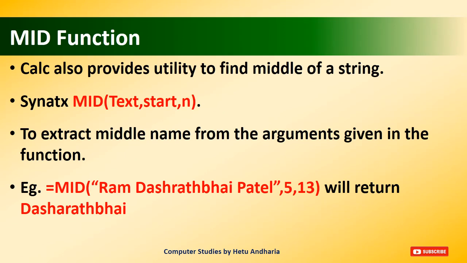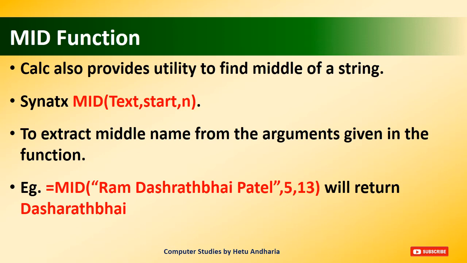Now the third similar function is the mid function. Calc also provides a utility to find some characters from the middle of a string. The syntax is MID, text, comma, start. Start means from which letter number you want to crop. You are familiar with the word crop, cropping an image, right? You want to crop the text, and then comma, and how many characters you want from that starting position, that you have to mention. To extract the middle name from the arguments given in the function, this is used.